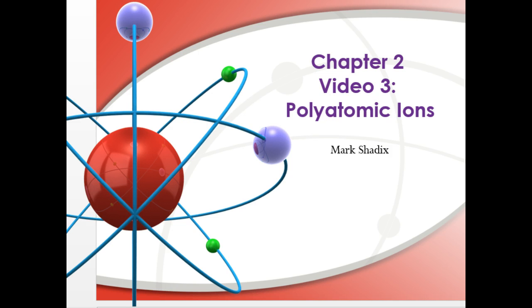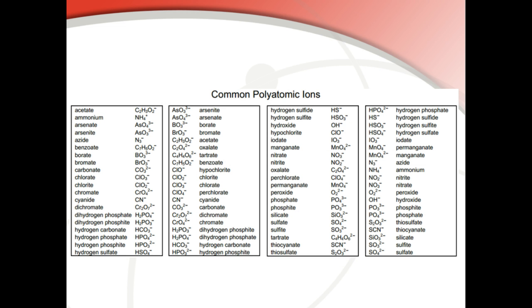Now polyatomic ions are exactly what it sounds like. They are many atom and they're charged. So it's a group of atoms that have a charge associated with it. And there's a whole bunch of them. So here they are, memorize them, and good luck.